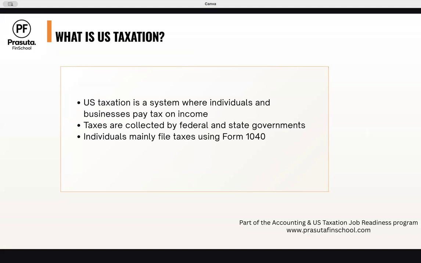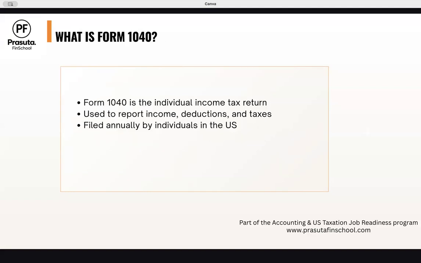Just remember one thing: Form 1040 is used by individuals to file their income tax in the US. A question may arise, what is US taxation and how do individuals file their taxes in the US. You can answer, US taxation is a system where individuals and businesses pay tax on income, and individuals mainly file their taxes using Form 1040. Right? Clear?